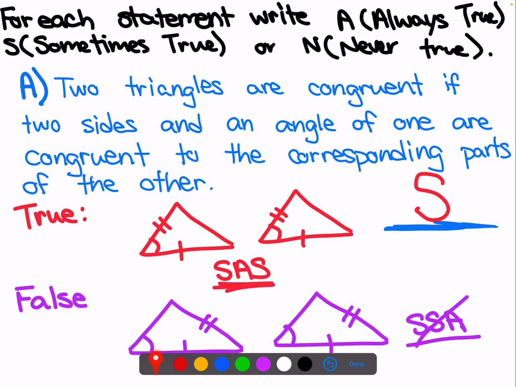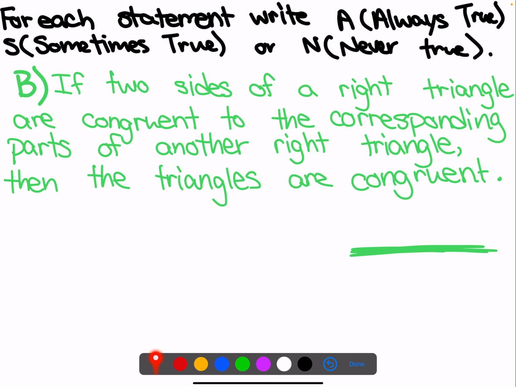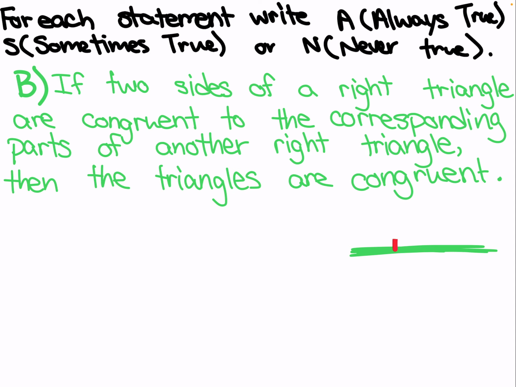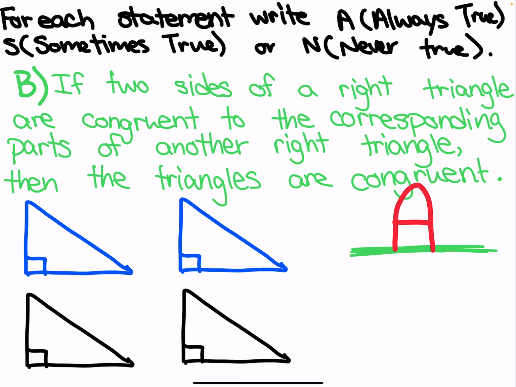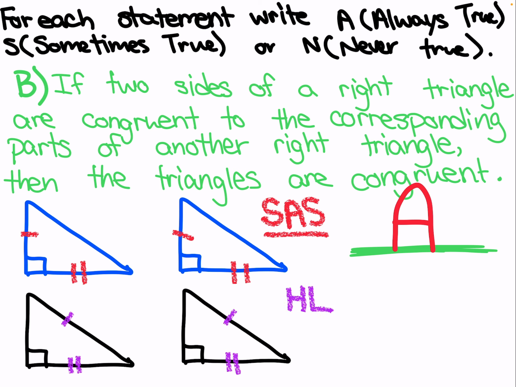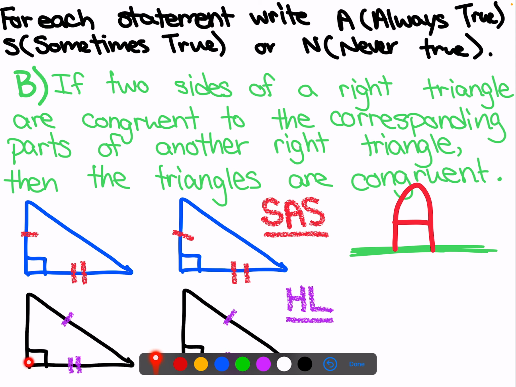It's sometimes true. If two sides of a right triangle are congruent to the corresponding parts of another right triangle, then the triangles are congruent. This one is always true. The reason that this is always true is because it's a right triangle, and that changes the rules a little bit. For a right triangle, we can have side angle side, or we can have HL. So again, if my angle is not included, that gives me hypotenuse and leg this time. If it is included, that gives me side angle side. So this will always be true, and it's because it's a right triangle. That's what makes it true.